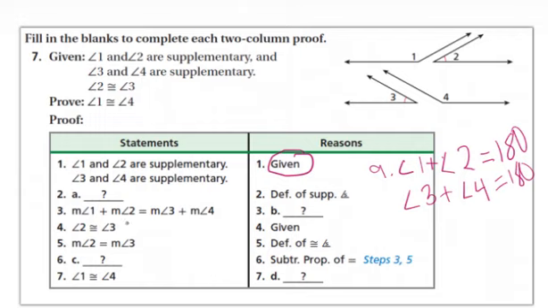Next, 1 and 2 equals 3 and 4. Well, we both just said that the measure of 1 and measure 2 equals 180. The measure of 3 and 4 equals 180. So it looks like what I'm doing is substituting. So we're using the substitution property.